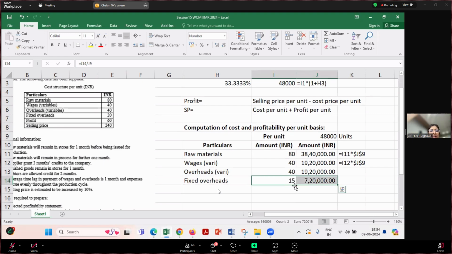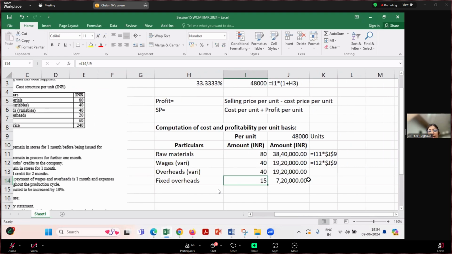Means, sir, my overhead expense came down due to my overproduction. Well, not overproduction, since my production has increased. Increase is the right word to use. Yes, sir.